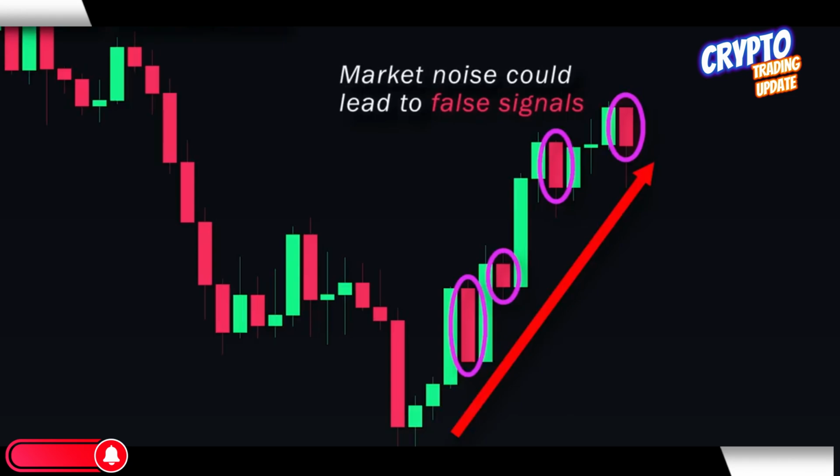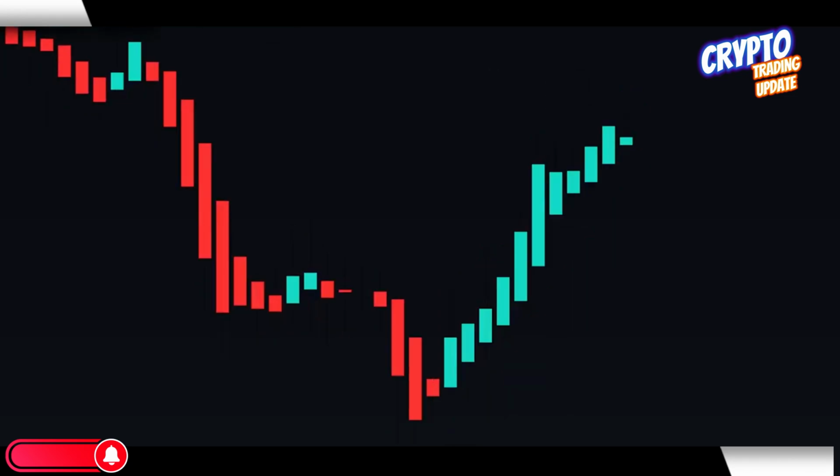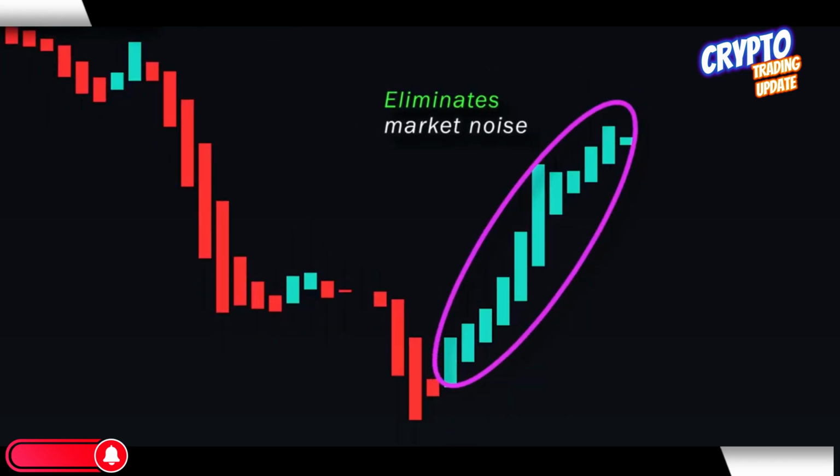Now, if you change this to a Heikin Ashi chart, you can see that it actually eliminates those market noise by displaying same colored candles when the market is trending, therefore helping traders analyze the trend more easily.